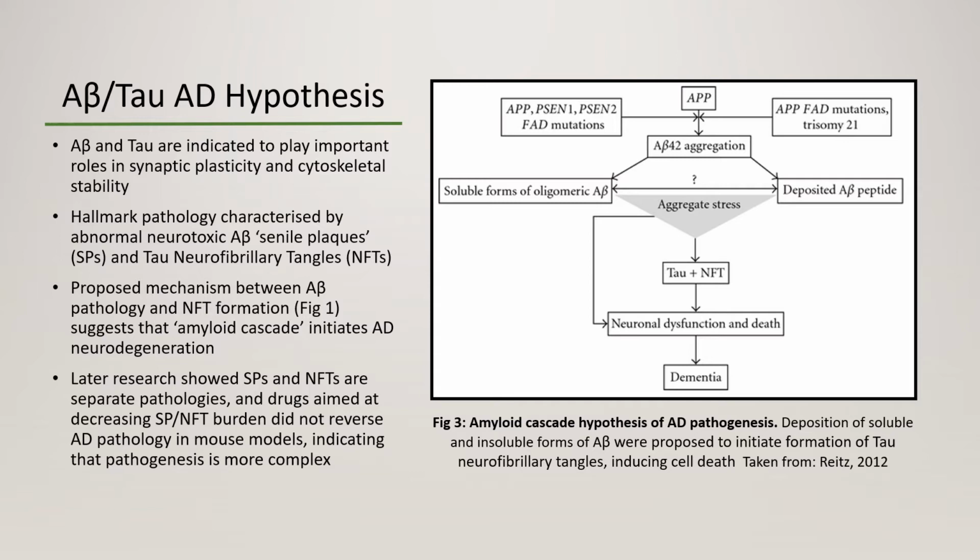Initially, it was suggested that aggregation of abnormal forms of amyloid beta initiated NFT formation. However, later research showed that SP and NFT formation are separate events. Furthermore, anti-SP and NFT drugs did not reverse AD in mouse models, suggesting a more complex pathogenesis is at play. And figure 3 shows the suggested hypothesis between amyloid beta aggregation and tau NFT formation.